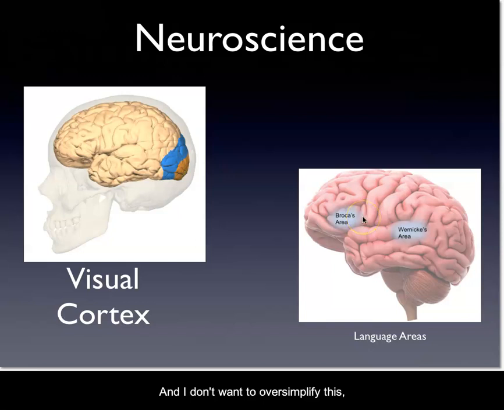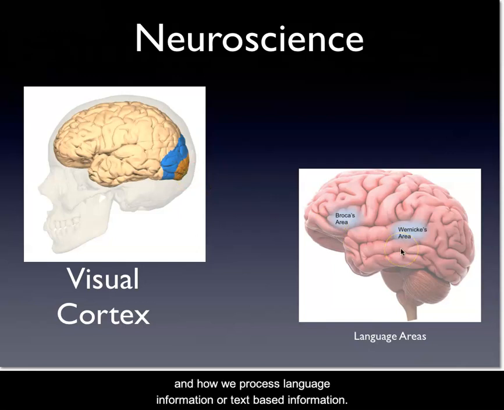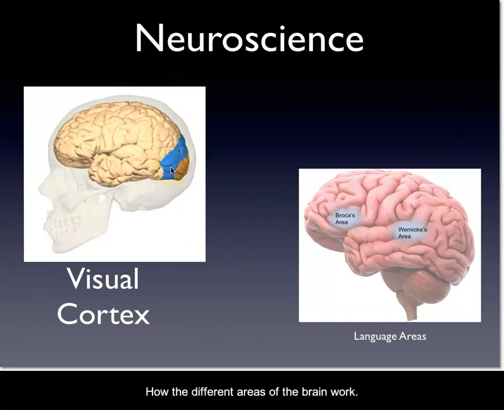And I don't want to oversimplify this other than to state much scientific research backs up what I'm saying and how I'm teaching this class. The difference between how we process visual information and how we process language information or text-based information. This was actually part of my undergraduate studies, not this in particular, because I wasn't an artist at the time, but I find it fascinating now to look at this stuff. Being a visual person and being a visual artist, how the different areas of the brain work.